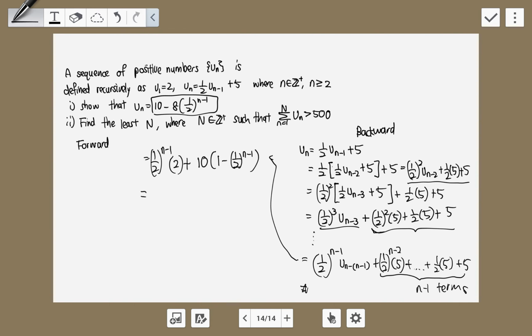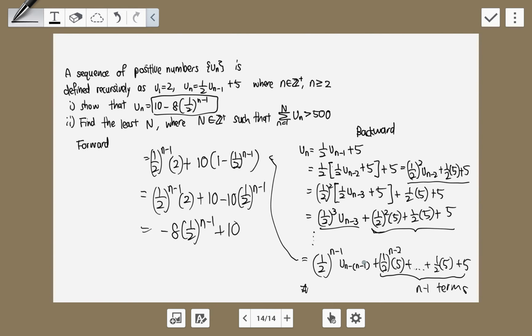So now we have half to the power of n minus 1 times 2, plus 10, minus 10 times half to the power of n minus 1. So I get 2 minus 10 is minus 8, times half to the power of n minus 1, plus 10. So it's the same as the result earlier. The key about this backward induction method is that you see this is n minus 1, this is n minus 2, this is n minus 3.